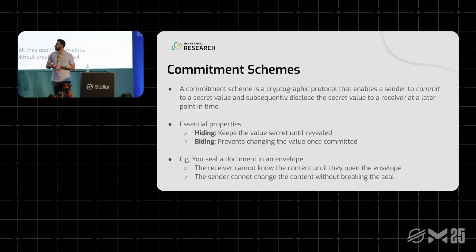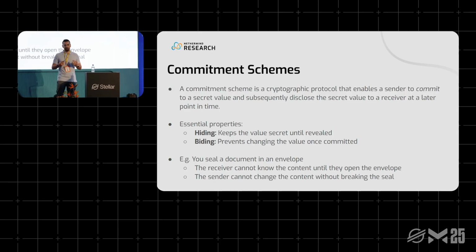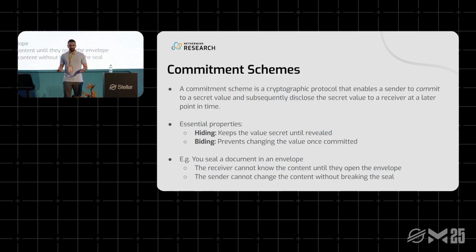Finally, we have commitment schemes, which are cryptographic protocols that enable a sender to commit to a secret value and disclose that later. Again, a very abstract example of how that would look is to think about having an envelope. I can seal some secret information in the envelope and send it to the verifier, and until they open the envelope, they don't know what is inside. I cannot change what's in the envelope because I have to break the seal, and they can see that the envelope was opened.